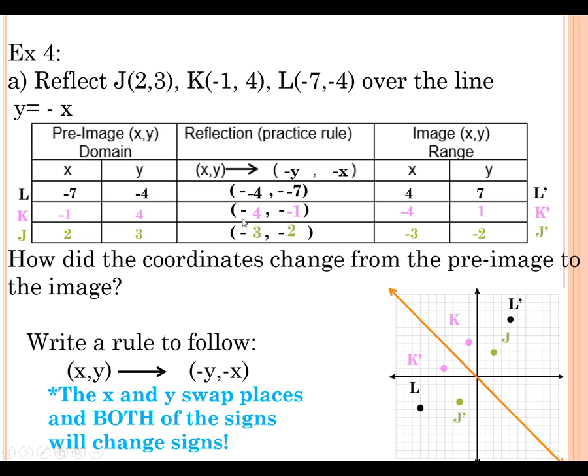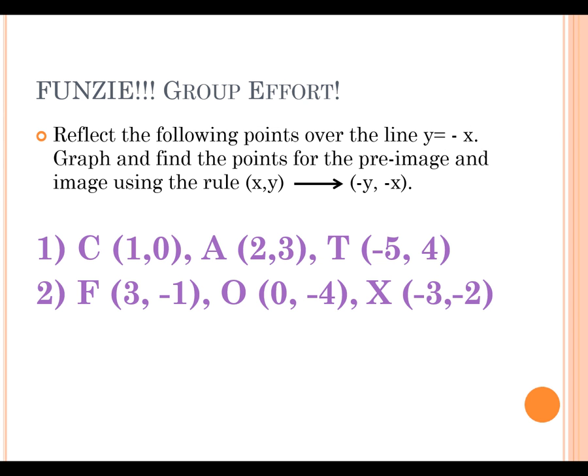So again, you don't have to do it exactly this way, but that's kind of what's going on in the background. That's what secretly is happening. Okay, so again, they flip and change signs. That is the rule for y equals -x. Okay, and again, we did another funzie. Sorry, you missed out on the fun times again.